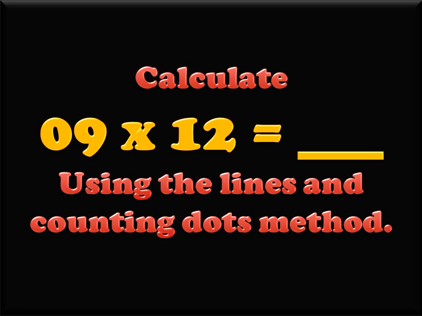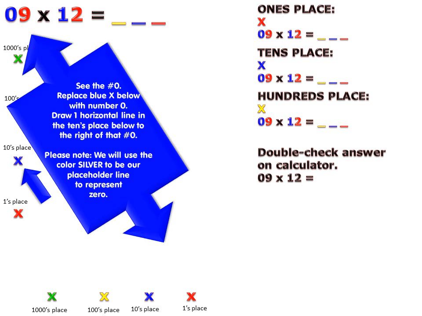Next, we will calculate 9 times 12 using the lines and counting dots method. 9 times 12 equals... See the 0? Replace the blue X below with the number 0. Draw 1 horizontal line in the tens place below to the right of that number 0. Please note, we will use the color silver to be our placeholder line to represent 0.